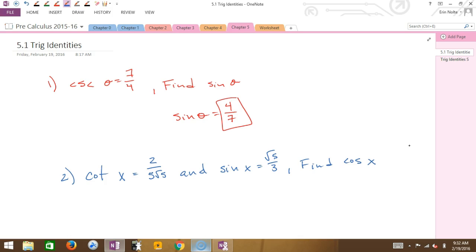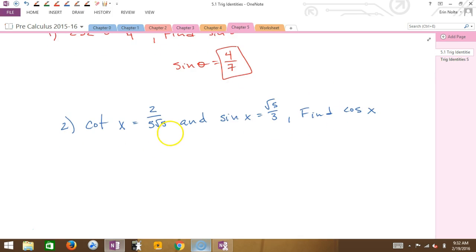Okay, so everybody looking at the quotient identity on their sheet, you should be looking at the one that says the cotangent of the angle is equal to cosine over sine. So that's what I'm going to use. All I'm going to do is simply replace the ratios with their equivalent values.